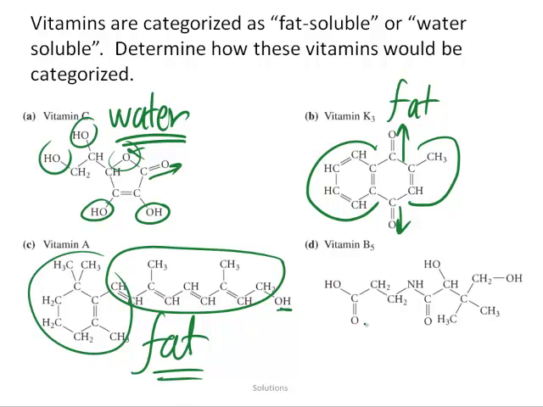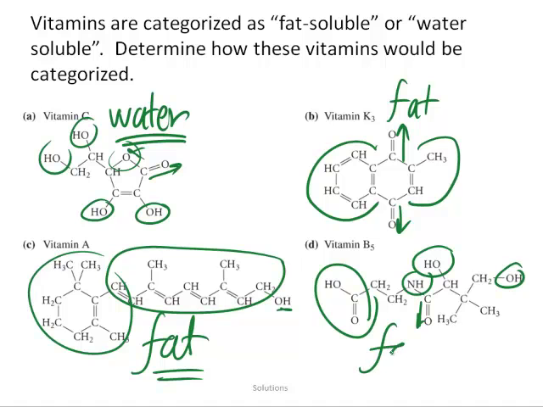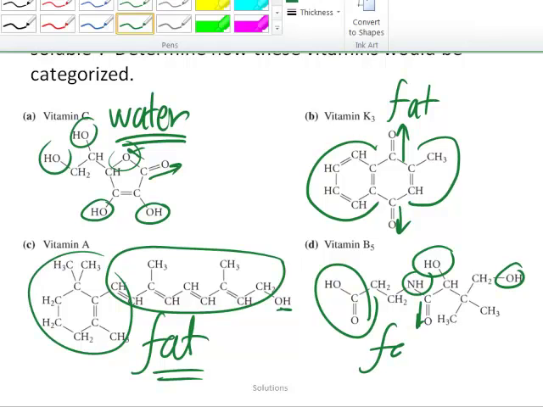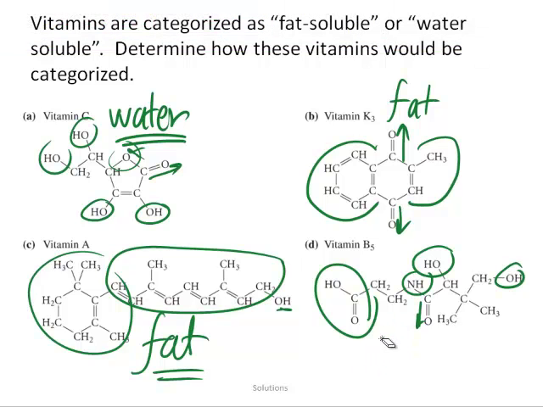Vitamin B5 has a carboxylic acid here, an amine group, NH, nitrogen, also a hydrogen bonding carbonyl here, and a hydroxyl group. So lots of polar groups, and so this one would be water soluble, even though I wanted to write fat soluble for some reason. So this is definitely water soluble.